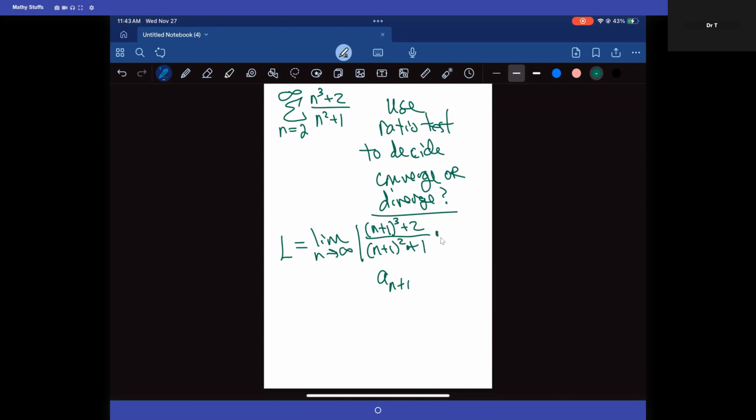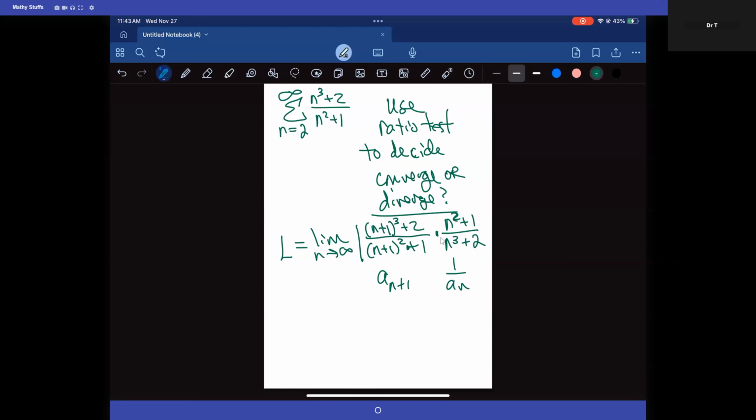So that's the a sub n plus 1, and then times 1 over a sub n. Again, just flip that sucker. So that's n squared plus 1 over n cubed plus 2. Now this could be tricky, and I'm going to say to you, don't multiply out n plus 1 cubed. Don't multiply all this stuff out. Try to be a little more clever about it.